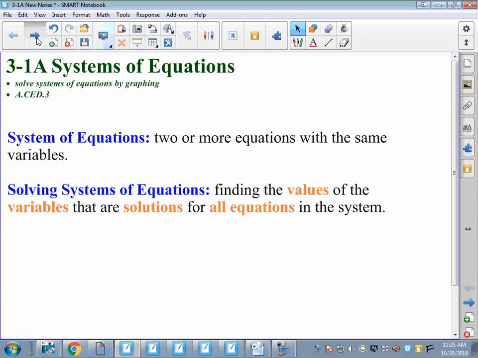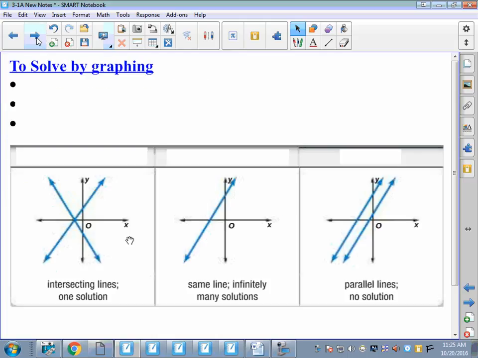There's more than one way to solve systems of equations. And so the very first method we're going to talk about is by graphing. It's not my favorite, but I love how it gives you a visual of what's actually going on when you solve a system of equations. So to solve by graphing, when you have an equation, it's a line. Remember, each equation has a line associated with it. It's just the name of the line.